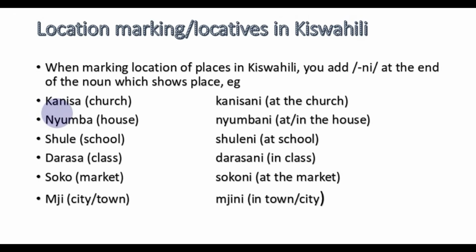Our first noun is kanisa. Kanisa, it's a church, but when we say kanisani, it's one word. Kanisani now means at church or at the church. We have nyumba. Nyumba, it's a house, and when we say nyumbani, it's now at the house or in the house. We have shule. Shule, it's a school, and when we say shuleni, it's at school.